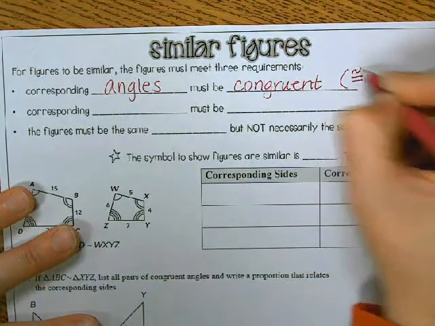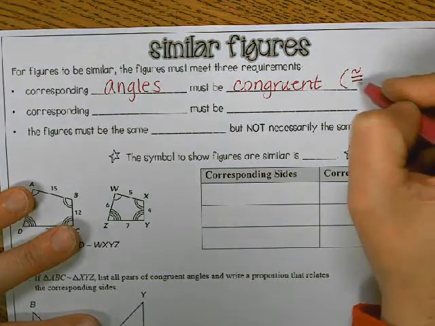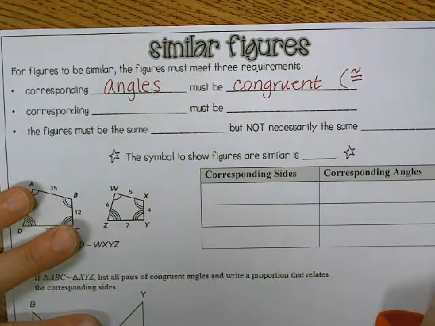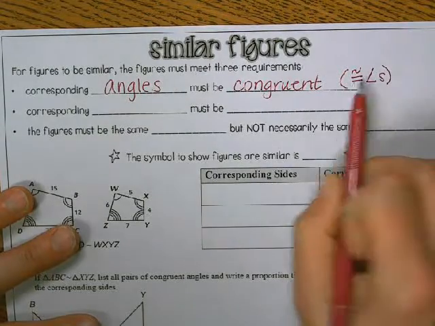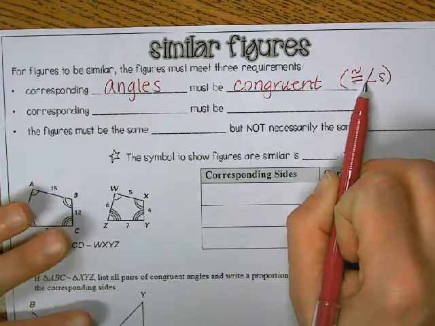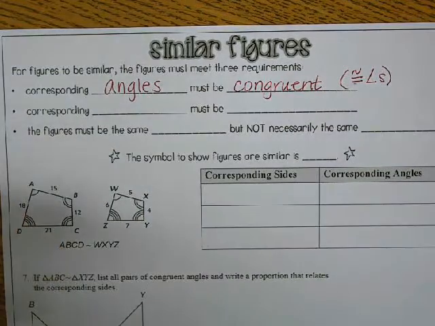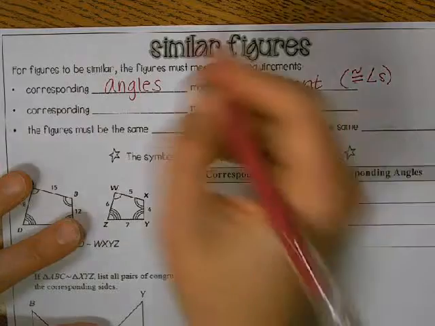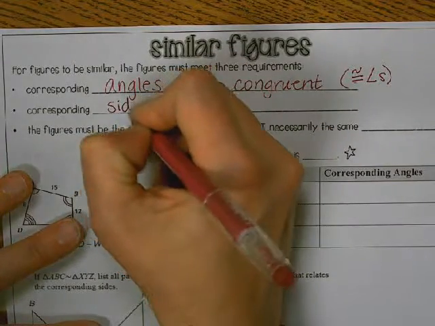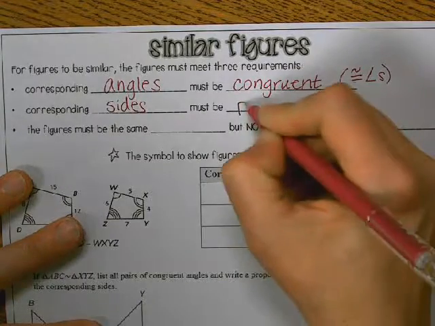So we normally write that with the congruent symbol, which is an equals sign with a squiggly line over it. That means congruent. And then that's an angle sign with an S, so that stands for congruent angles. The other thing that has to be true in order for them to be similar is that the corresponding sides must be proportional.